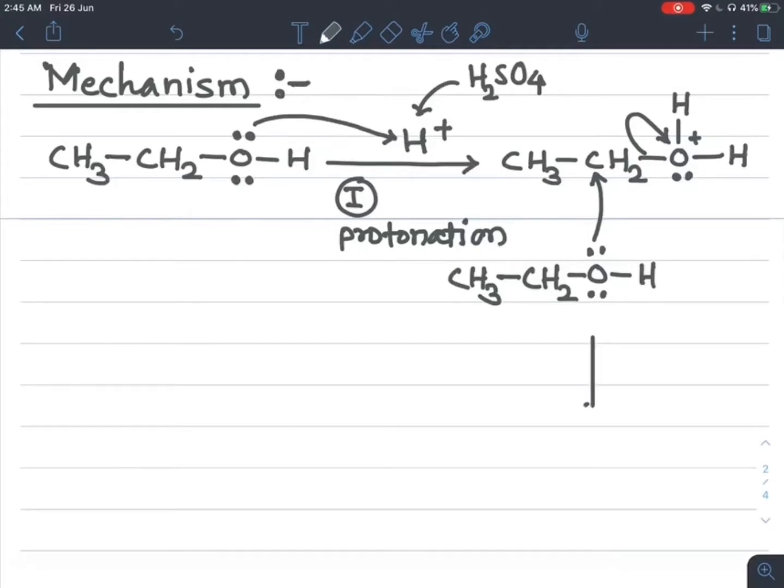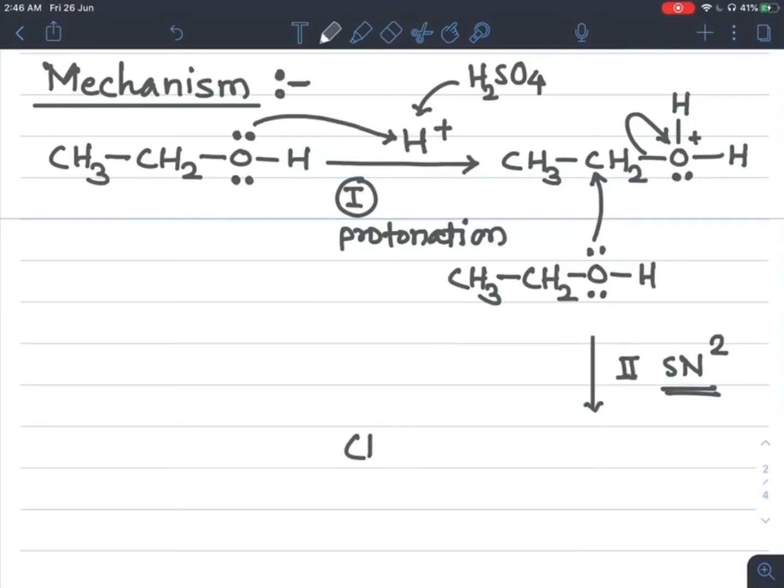This is the second step, and in this second step the SN2 mechanism is followed, meaning both molecules are equally important. Both concentrations are very important for the reaction to proceed, and that's why this is an SN2 reaction. So this oxygen bonds with this carbon. At the same time, H2O is replaced, as the positive charge on oxygen is neutralized by taking the two electrons towards itself. Now, what is the product formed?